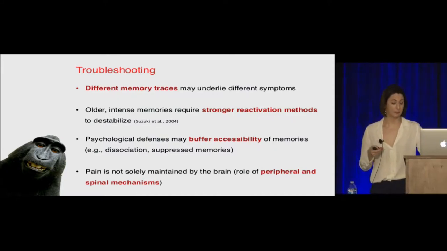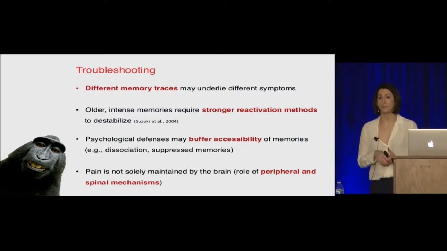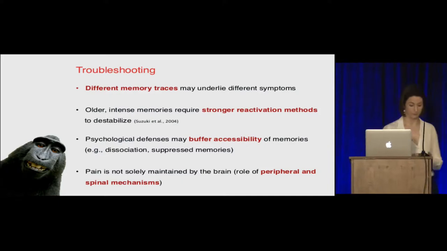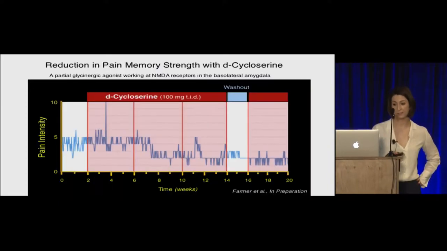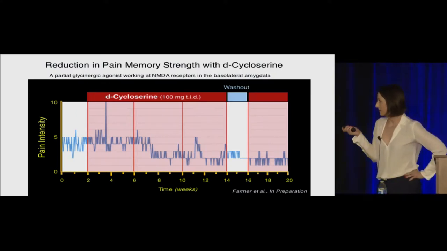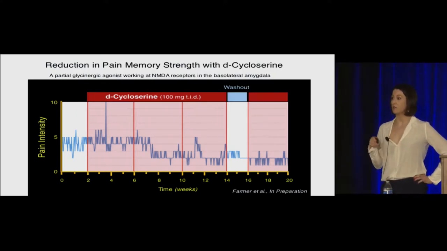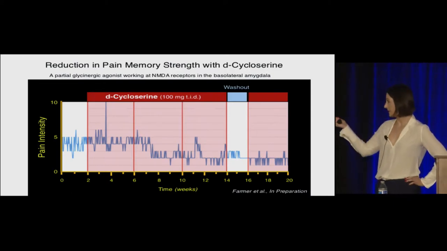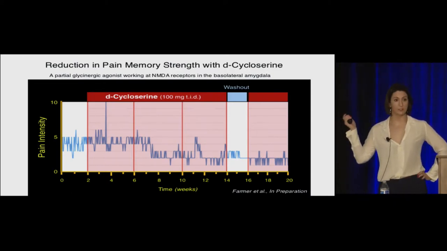So that might need a little bit of work beforehand with them. Also, pain is not solely perpetuated by the brain. There can be peripheral and spinal mechanisms that are distinct. Here's something from a clinical trial that I just recently finished on men with chronic pelvic pain. This is D-cycloserine, that medication I talked about before.